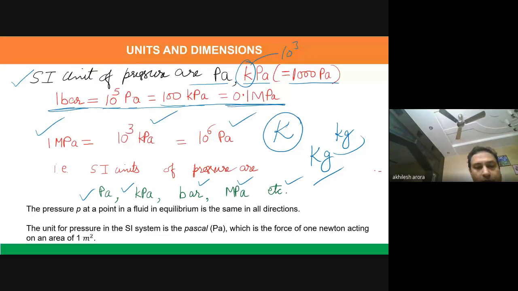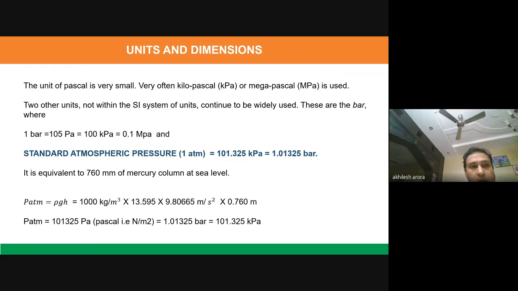And you know Pascal's law: pressure P at a point in a fluid in equilibrium is the same in all directions. The SI unit is Pascal, which is the force of 1 Newton acting on an area of 1 meter square. So here we have defined 1 Pascal actually. 1 Pascal is 1 Newton per unit area. I have already told you all these things. This is wrong, this is 10 raised to power 5 Pascal. 1 bar is equal to 10 raised to power 5 Pascal, 100 kilopascal, 0.1 megapascal.